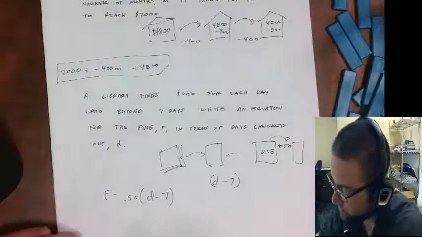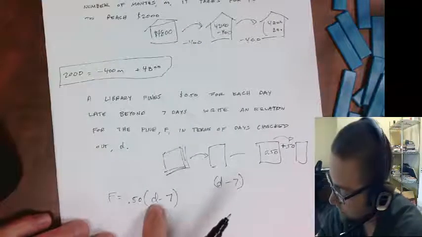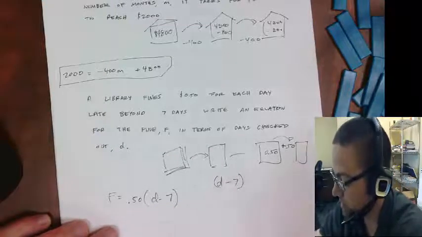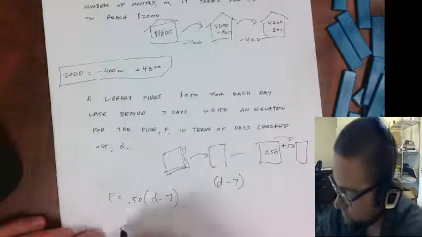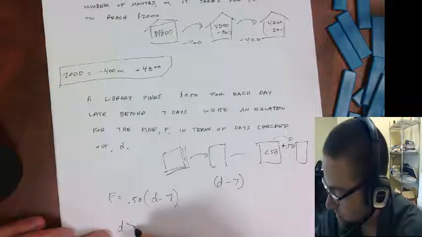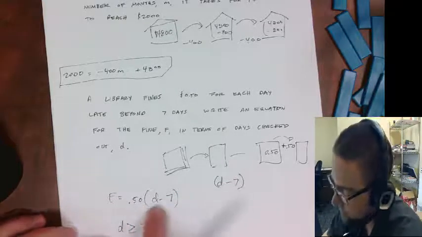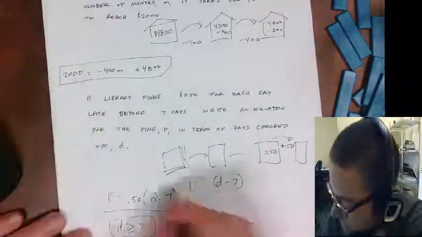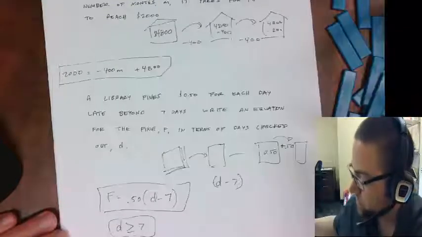And this, we have to assume it's greater than 0. Because if we had 5 minus 7, then it'd be negative 2 days. And you don't actually make money, right? They don't give you money for turning it in early. So we have to kind of assume a range. So D is greater than or equal to 7, right? It's only true for D values greater than or equal to 7. Okay, so that is writing equations, and we have a few examples for you to do next.